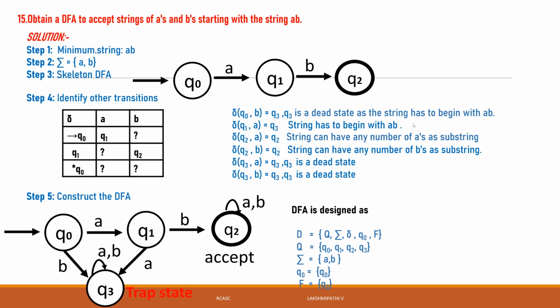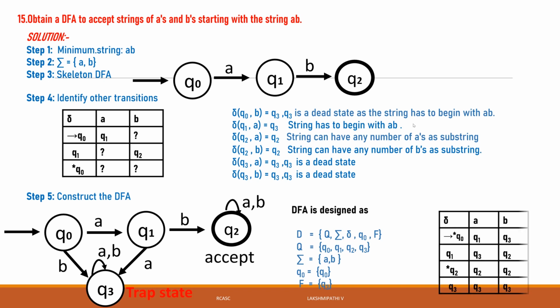Then transitions. Transition means Q0 of A. We can write the transition table. Q0 of A is Q1, Q0 of B is Q3. See here, Q2 is the final state, not Q0. Then Q1 of A is Q3, Q1 of B is Q2, Q2 of A is Q2, Q2 of B is Q2, Q3 of A is Q3, Q3 of B is Q3.